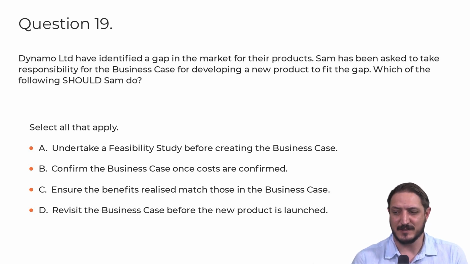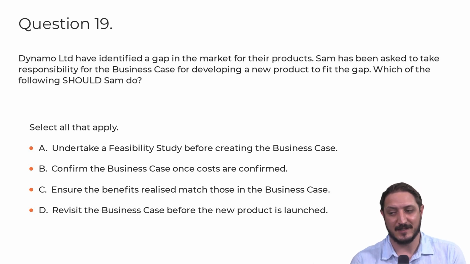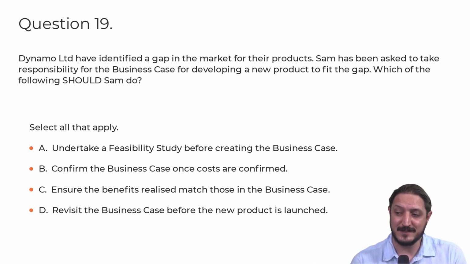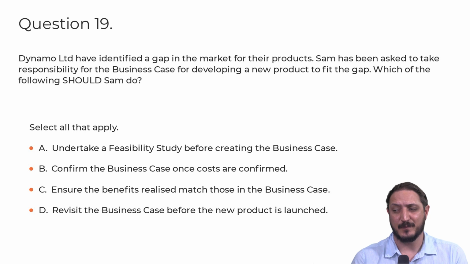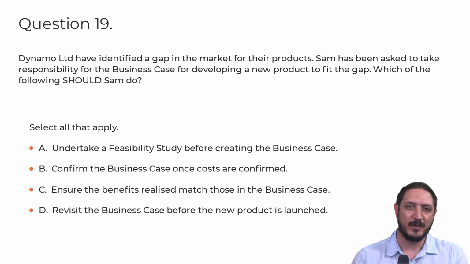So let's have a look through these specific actions here and see if any of these are correct or incorrect in terms of what we know about a business case. So the first thing is undertake a feasibility study before creating the business case. So this, you should know from your studies, is that almost always we carry out a feasibility assessment before we create the business case. Because in a business case, we're presenting solutions, and before we present those solutions, we need to see if these solutions are aligned to the organization.